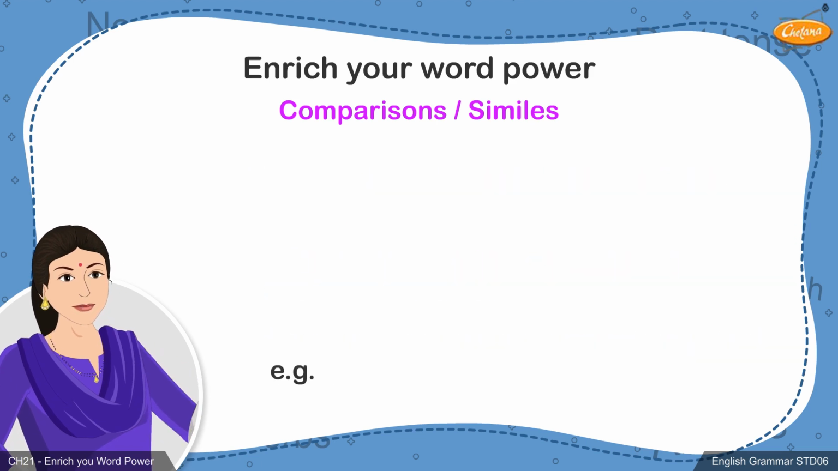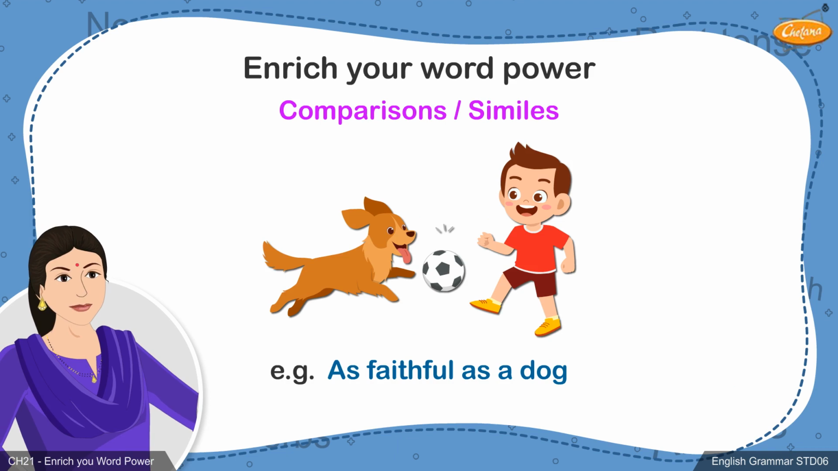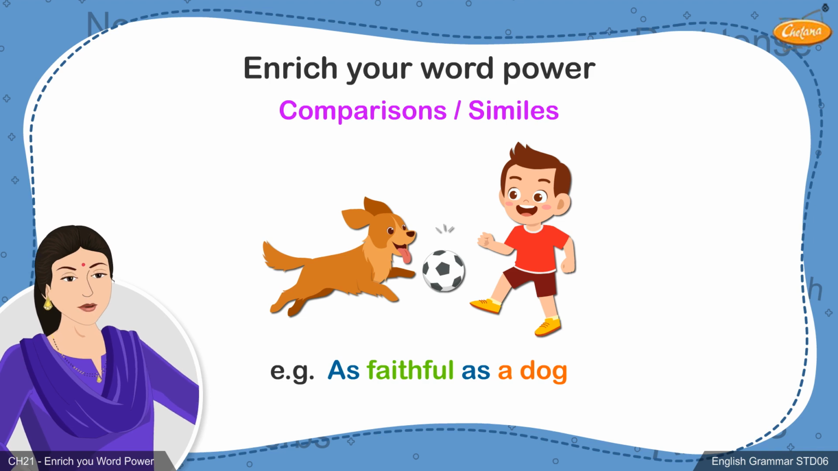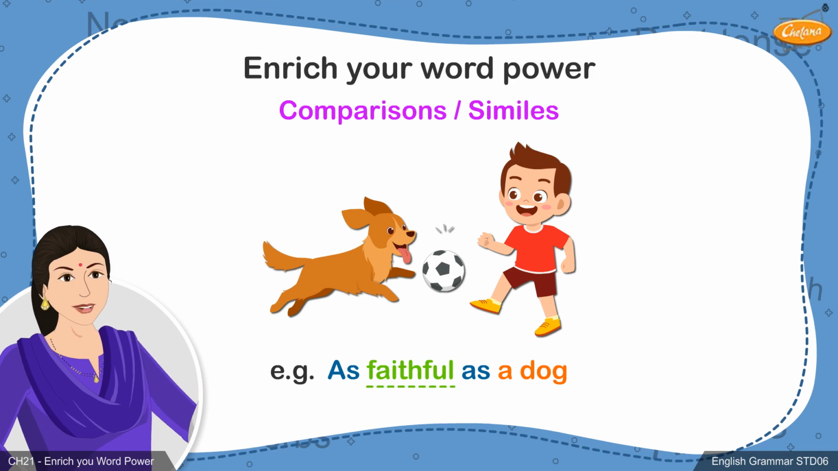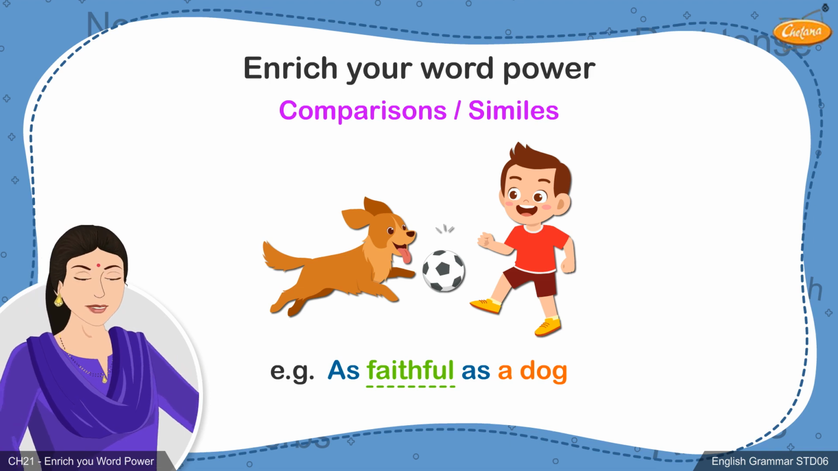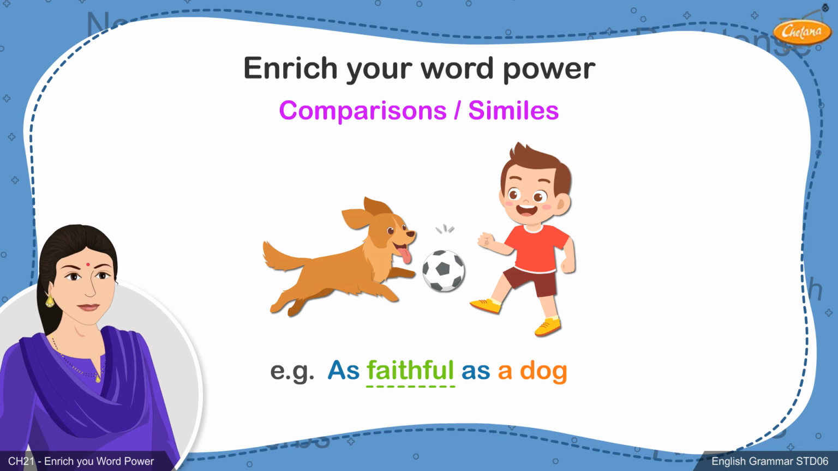For example, as faithful as a dog. A dog is considered to be a loyal and faithful animal, and therefore we can use this simile or comparison to compare the faithfulness of an individual to that of a dog. Let's consider a few other examples.